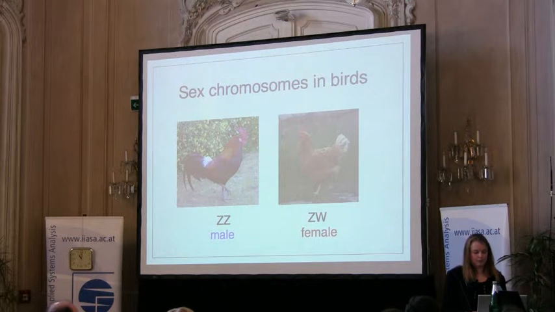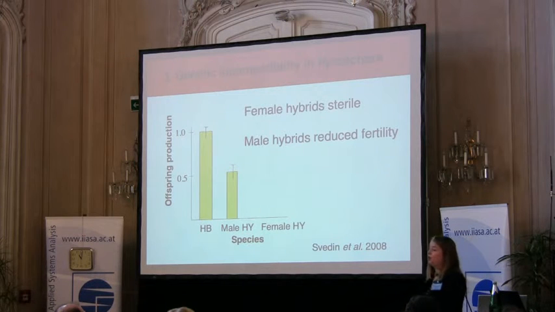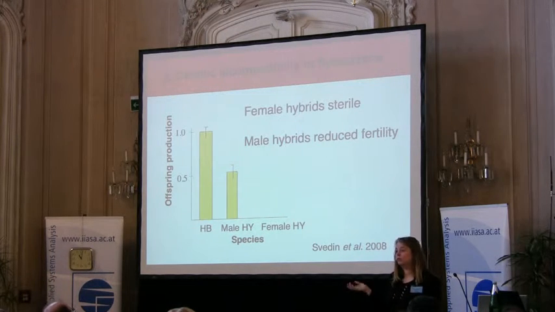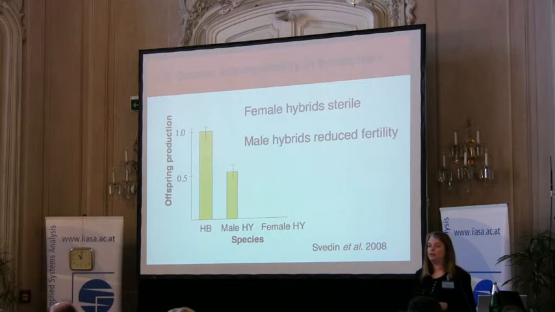Okay, so I've already mentioned this. So the flycatchers, they follow Haldane's rule. So female hybrids are totally sterile. They behave as normal females. They pair up and they lay eggs, but their eggs never hatch. In all cases, totally infertile.